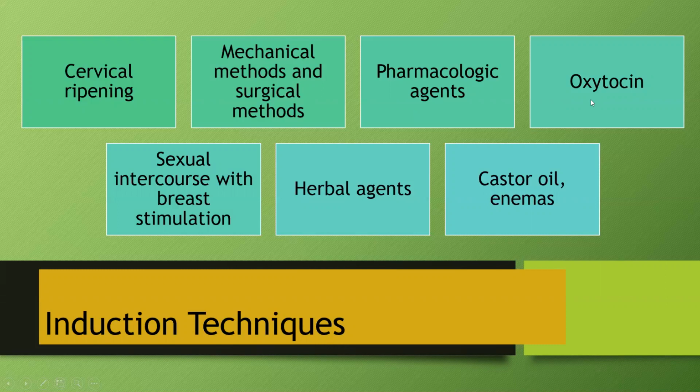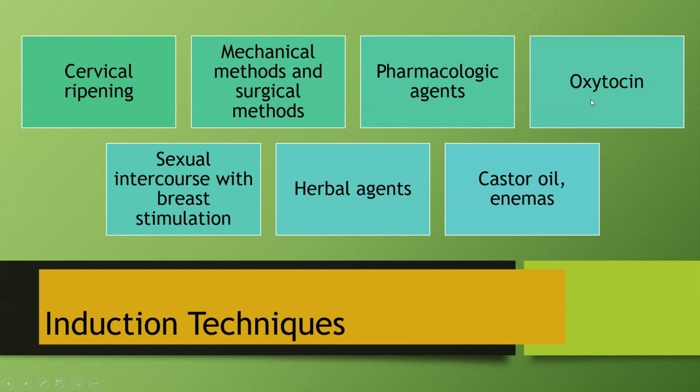There are some herbal agents out there that have been used for a long time, and then there's castor oil and enemas. The problem with some of these agents that are used outside of the facility is they can cause contractions, and they can cause tetanic or very strong contractions, or too many contractions, and then your baby can be under stress and you wouldn't even know it. So we don't recommend that women use these outside of some sort of medical care or midwifery care.